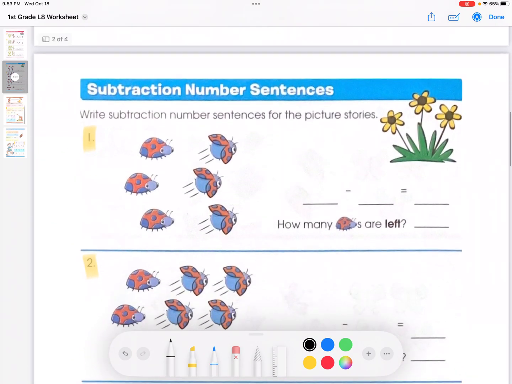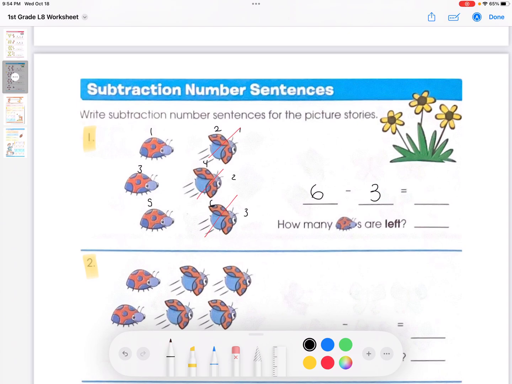Moving on to subtraction number sentences. Write subtraction number sentences for the picture stories. So this is the same thing as before, but with ladybugs. So let's count the total number of ladybugs first. So there's 1, 2, 3, 4, 5, 6 ladybugs. 6 ladybugs in total. Then we see 1, 2, 3 are leaving. So 1, 2, 3 are leaving. So let's subtract 3. And then how many do we have left?